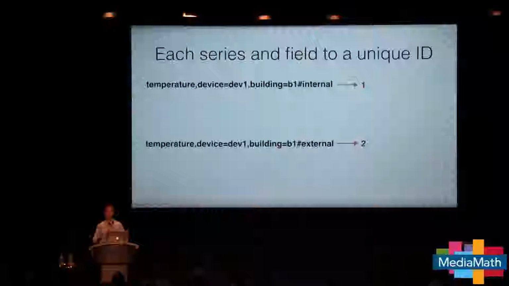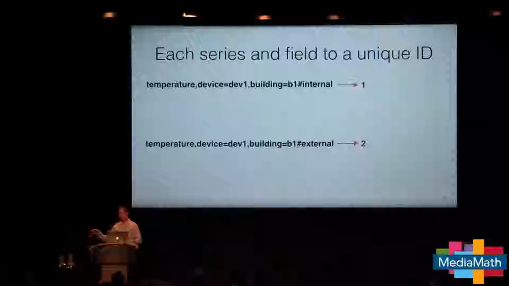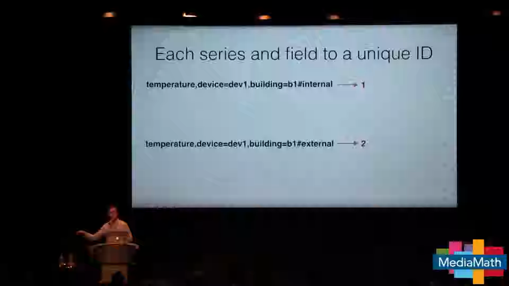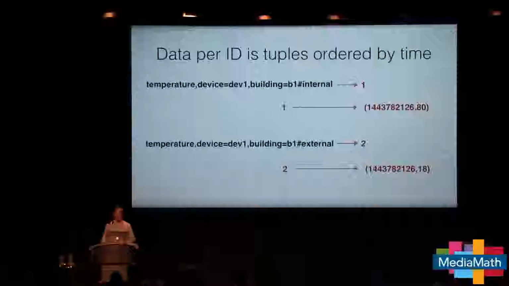So, digging a little bit deeper into that, we have the measurement, the tag set, and then the field name, and this gets converted into a unique ID. So basically, by splitting the different fields into separate IDs, we're going to push the data onto the disk and arrange it kind of like a columnar store instead of a row-based storage engine like you see in Postgres or MySQL or most SQL databases.